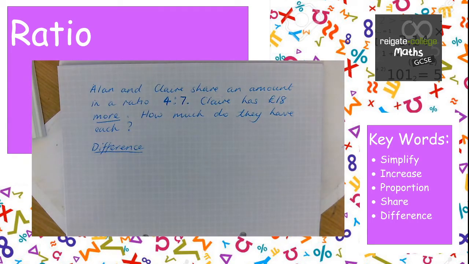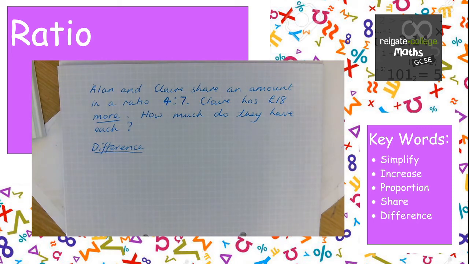This question says that Alan and Claire share an amount in a ratio of 4 to 7. Claire has £18 more, and it's asking how much each person has, so their total amount. Now this question is a change from the other because it's looking at the difference. The amount of money given represents the difference in the amount of monies that Claire and Alan are sharing. So what we need to identify here is the amount of shares that are represented by the £18.